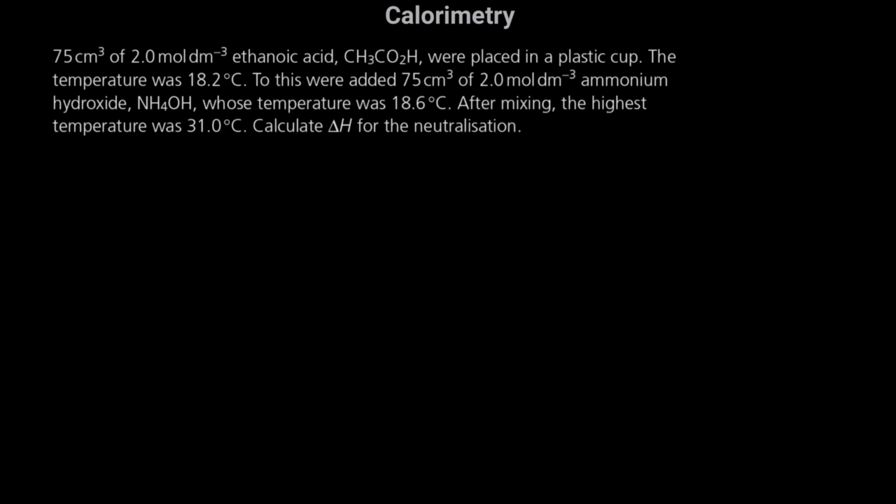The first thing we do here is we would write down the equation for the reaction between ethanoic acid and ammonium hydroxide. We have CH3CO2H reacting with ammonium hydroxide, and the products that we have are ammonium ethanoate, that's CH3CO2 minus NH4+, and we have H2O, and this is the balanced equation.